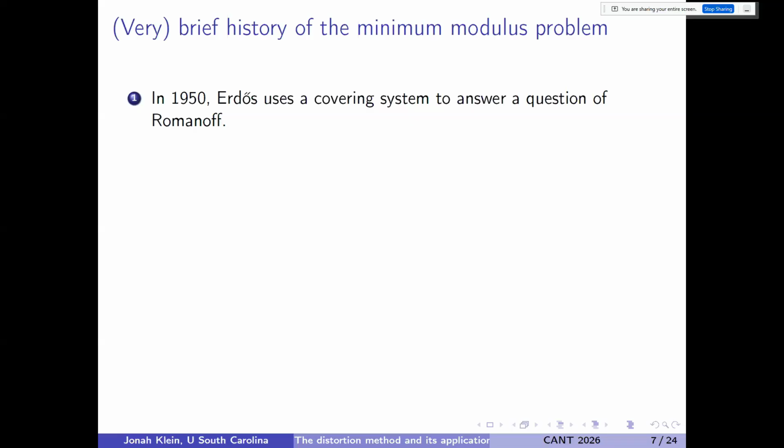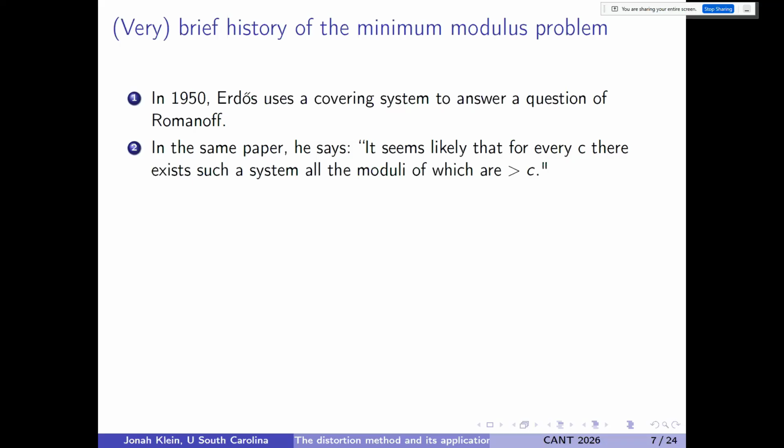Okay, so let's give a history of the minimum modulus problem, because this is the starting point of what we're going to talk about today. So in 1950, Erdős used a covering system to answer a question of Romanov in a now relatively famous paper, because it's in the same paper where he says the following: it seems likely that for every C, there exists such a system, all the moduli of which are greater than C. And by such a system, he means a distinct covering system.